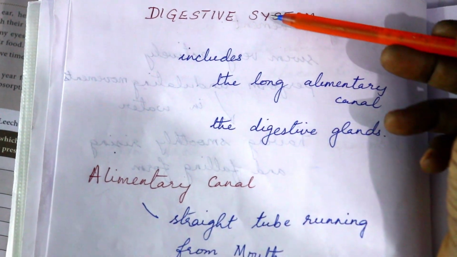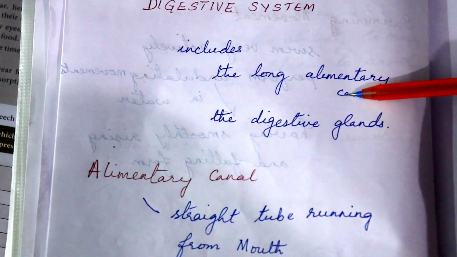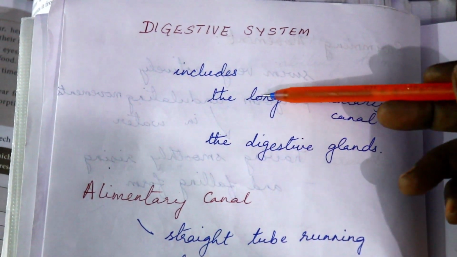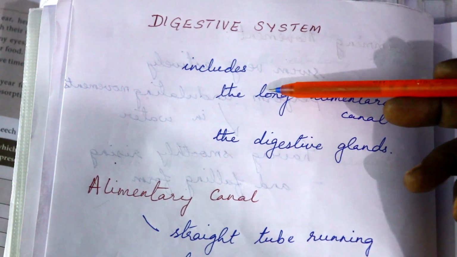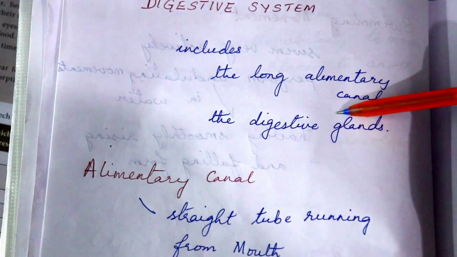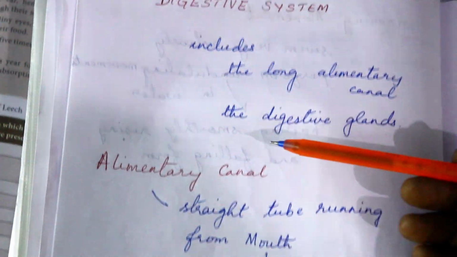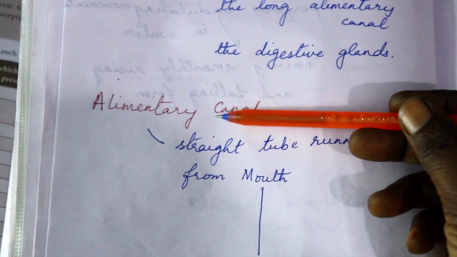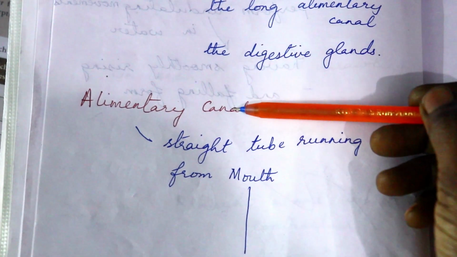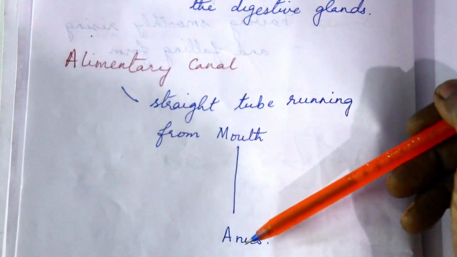Next is the digestive system of leech. It includes the long alimentary canal and the digestive glands. It's very simple, children. Only 2 parts. There is one long alimentary canal and digestive glands are included in the digestive system. The alimentary canal is nothing but the digestive canal only. Canal means tube. It's a straight tube running from mouth to anus.